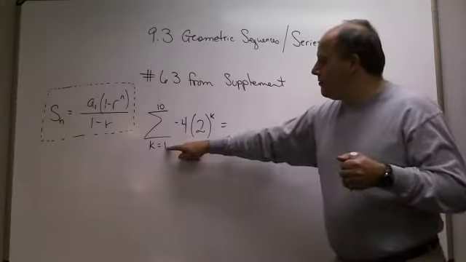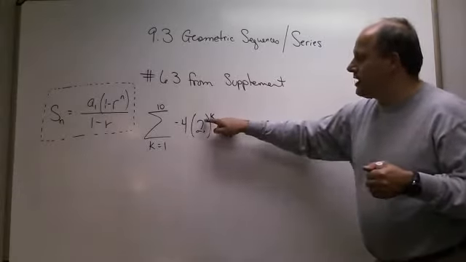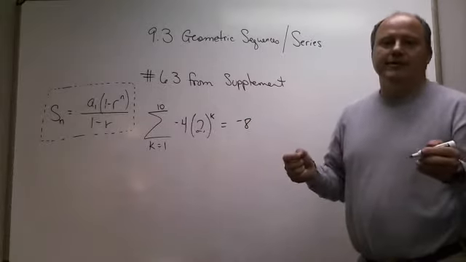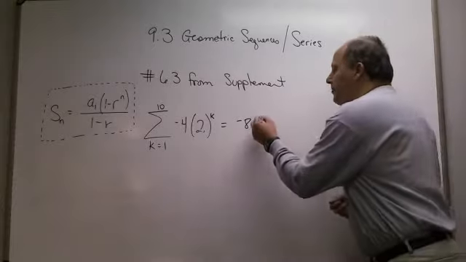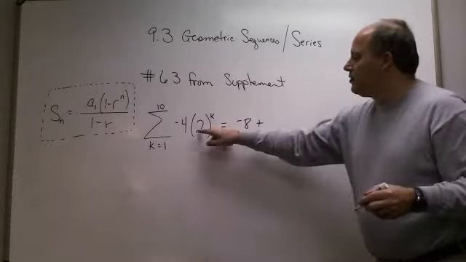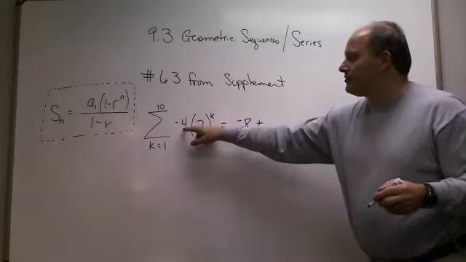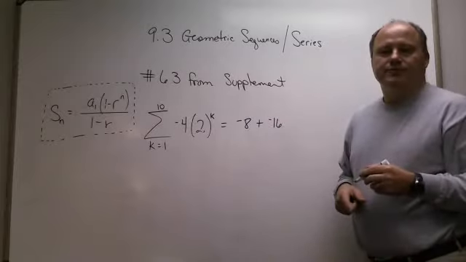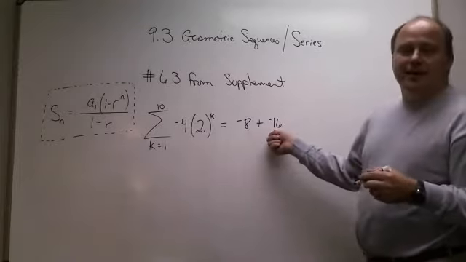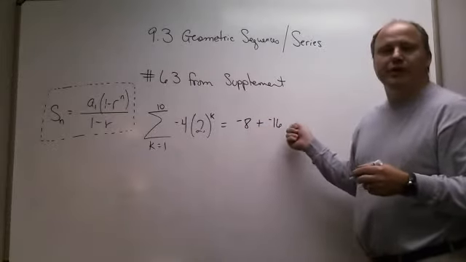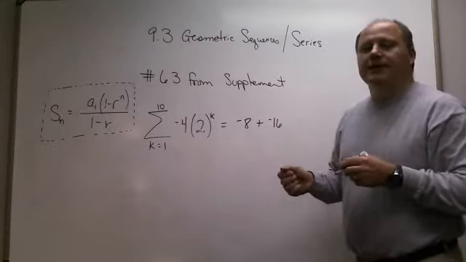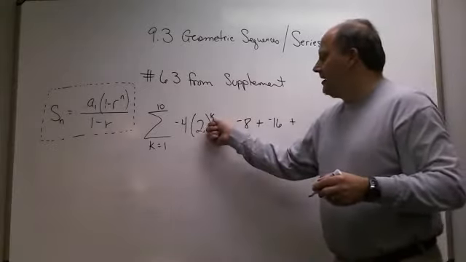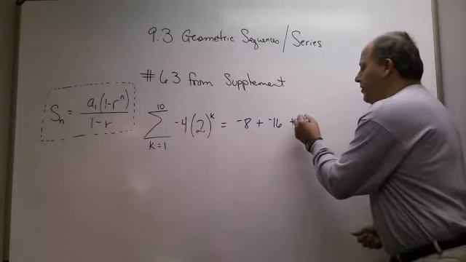Anyway, if I plug 1 in, you get 2 to the first, which is 2, times negative 4 is negative 8. So negative 8 is your first term, no matter what kind of sequence it is. Now, you plug 2 in: 2 to the second is 4, and 4 times negative 4 is negative 16. So that is your second term. If it's arithmetic, the difference looks like it's going to be negative 8, and if it's geometric, the ratio is going to be 2. So we have to figure out the next term. I plug in 3: 2 to the third is 8, and 8 times negative 4 is negative 32.